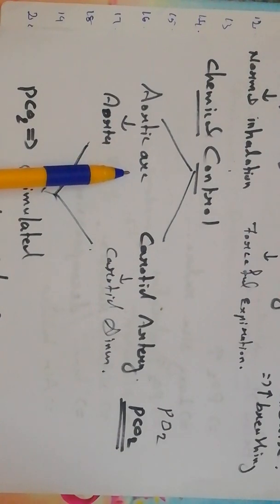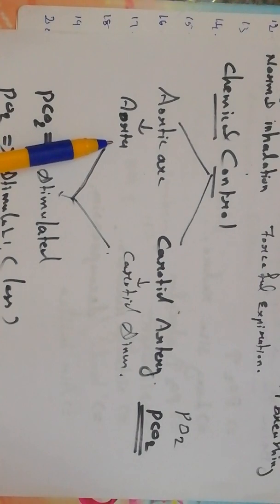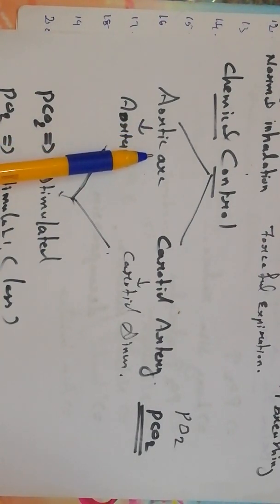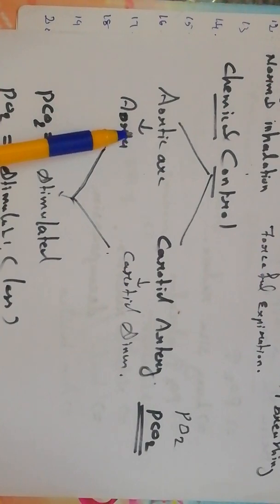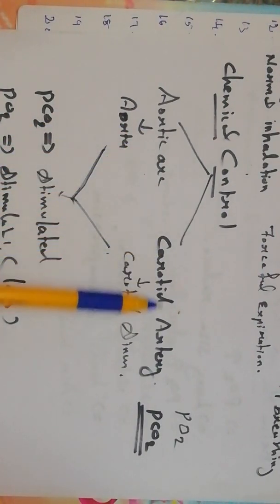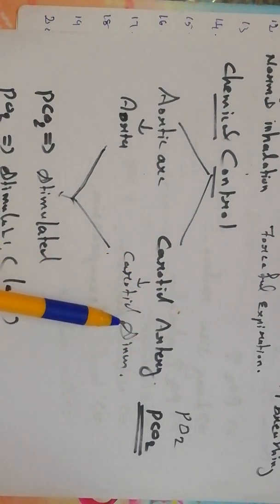The aortic arch is present at the base of the aorta, right? So the aorta is the largest artery arising from the left ventricle, right? So at the base of this aorta, this aortic arch is present. The carotid sinus is present at the base of the carotid artery.